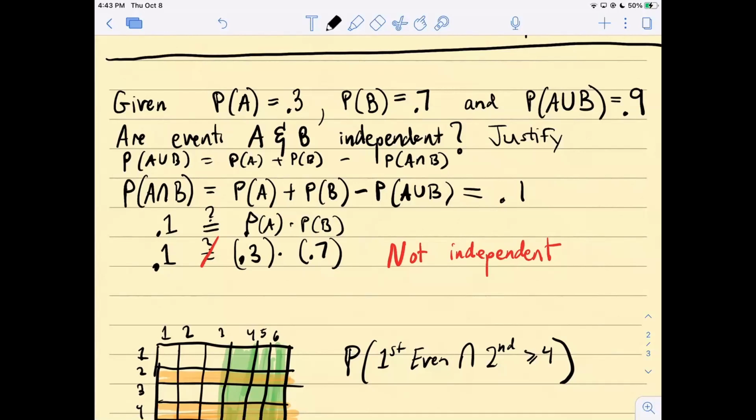And why are we able to just flip it? Oh, it's just algebra, right? You just subtract one and add the other piece. Okay.